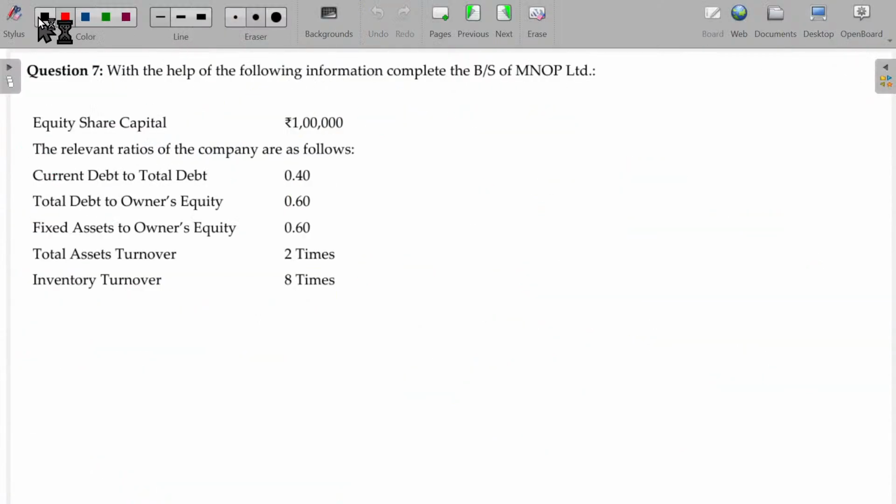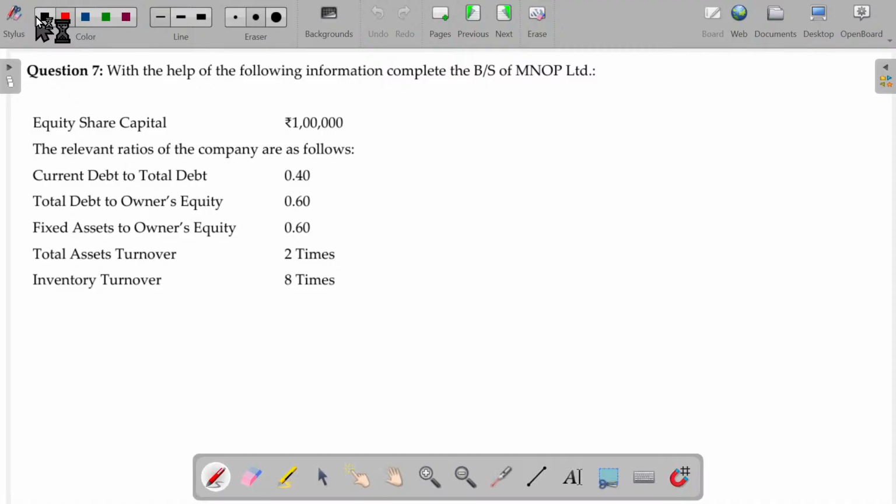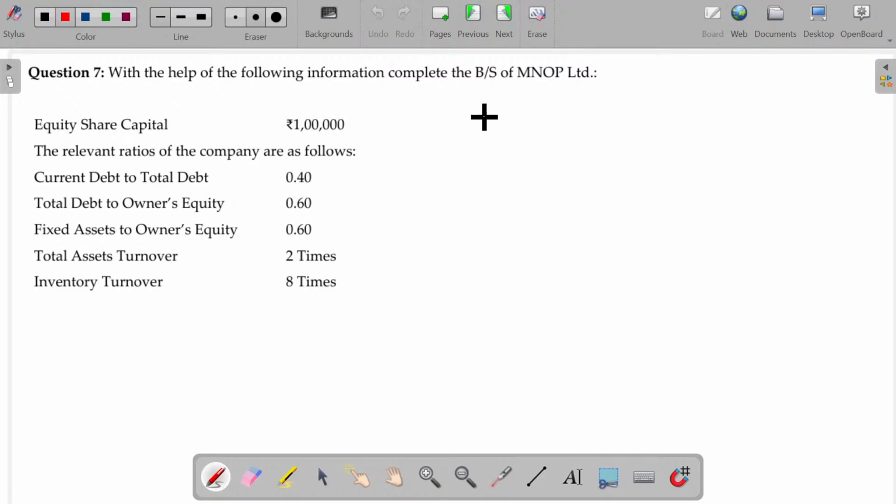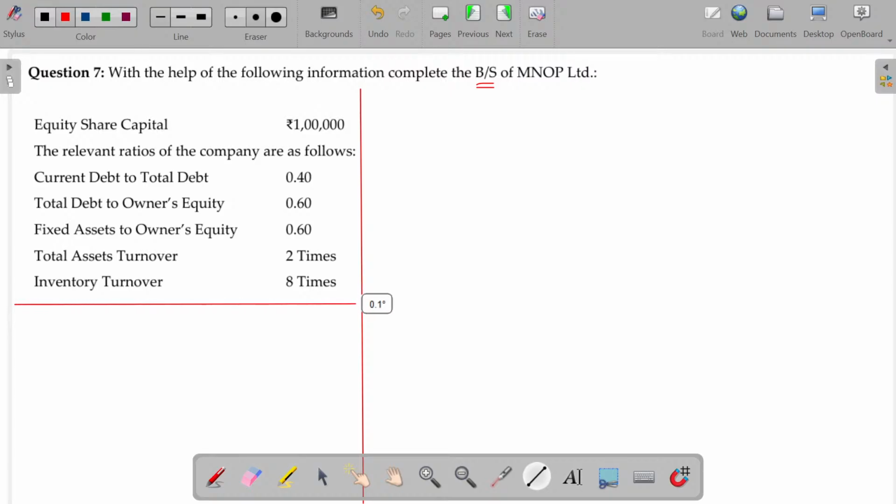Yes, come on, join with me to solve this. From this, you have to prepare the balance sheet. Similar illustration. If you are supposed to prepare the balance sheet, immediately prepare the balance sheet also. Skeleton balance sheet should be there.